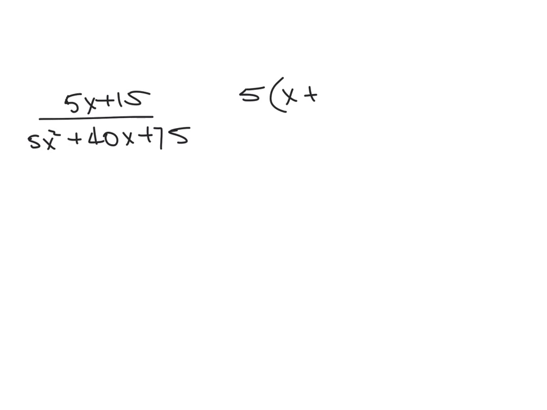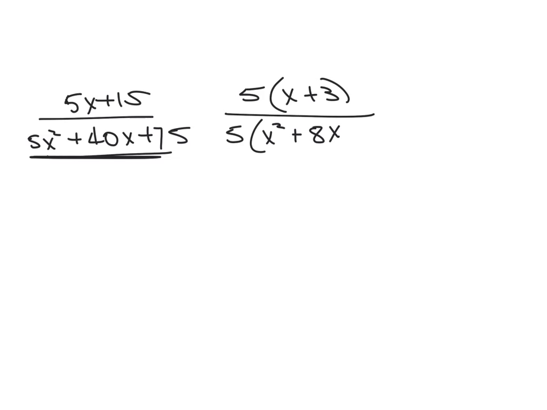So for example, on number 18 we have 5x plus 15 over 5x squared plus 40x plus 75. Okay, so we're going to reduce. We're going to again look at the top first, then we're going to reduce the bottom. What can we do here? We can take out a 5, can't we? And we're left with x squared plus 8x plus 15. And we're going to look at this and see if we can reduce that down.